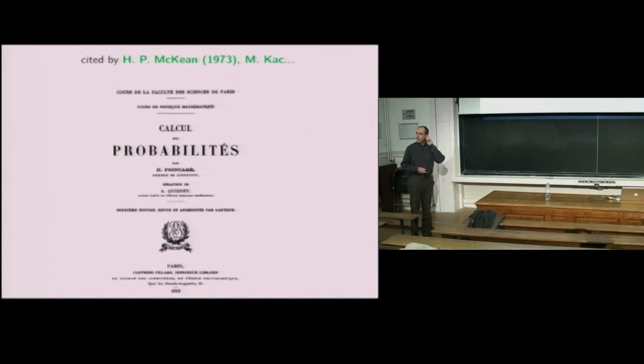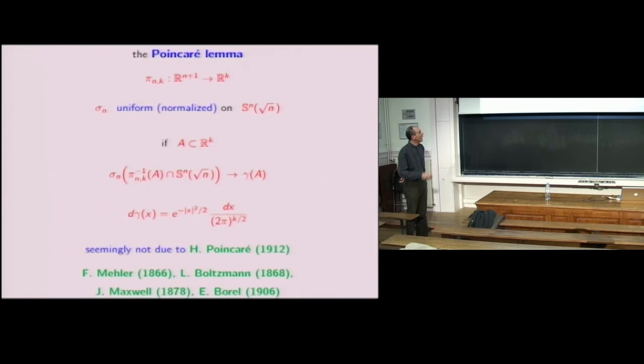Actually, this result is attributed to Poincaré by several people, including McKean, referring to Mark Kac. And McKean is referring to this 1912 book, Probability, by Poincaré. However, although probably, or certainly, Poincaré knew about this result, the result is not in the book. And actually, this result seems to be due much earlier to people like Maxwell, Boltzmann, and it's very clearly explained in a 1906 paper by Borel.